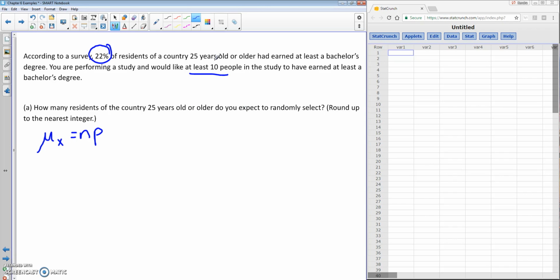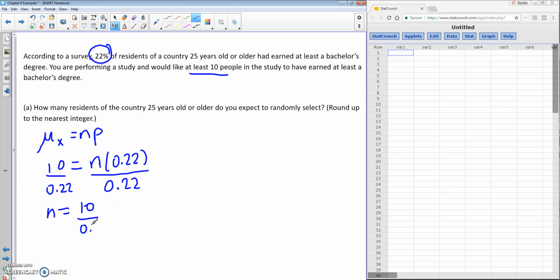We know that we want the mean to be 10. We don't know what n is, but we know that p is 0.22, or 22%. So now we're going to solve for n. So n is multiplied by something. I'm going to divide both sides by 0.22 to solve for n. So n is equal to 10 divided by 0.22.